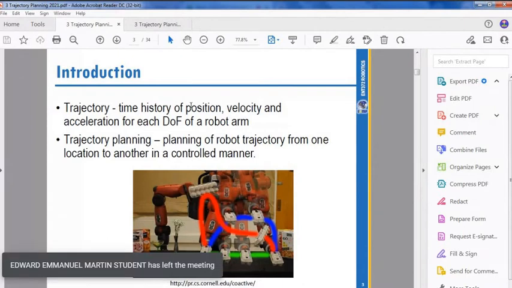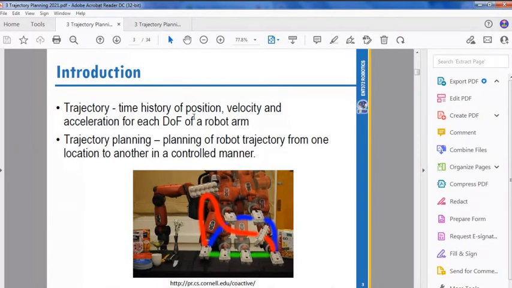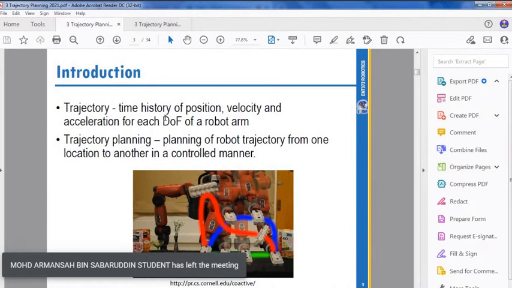So what we control using trajectory planning is based on the position that the robot is going to move. We try to control the velocity and the acceleration for each degree of freedom of the robot arm. That means every joint we can control. So if we have 2 joints or 3 joints of the robot arm, we can control the velocity and acceleration.